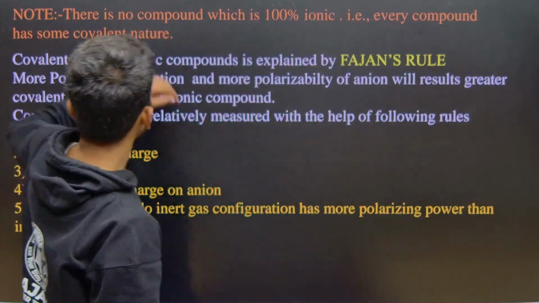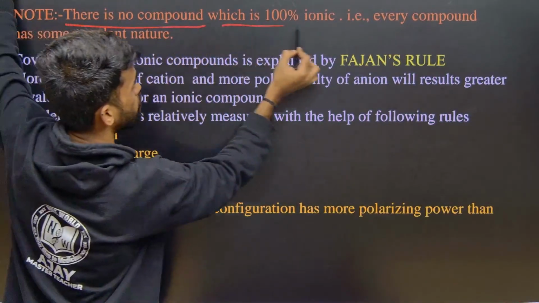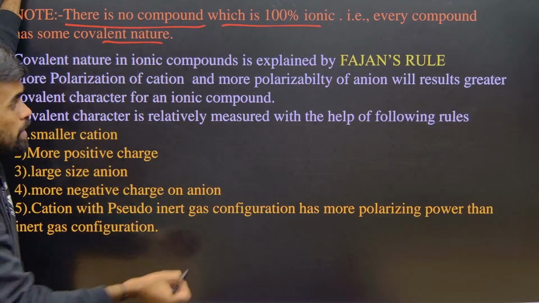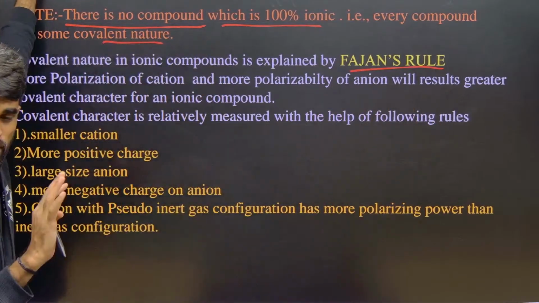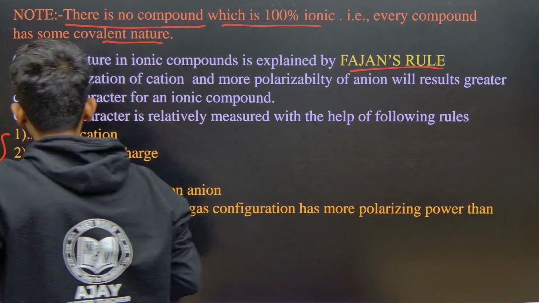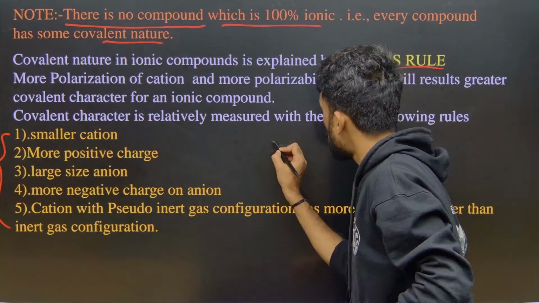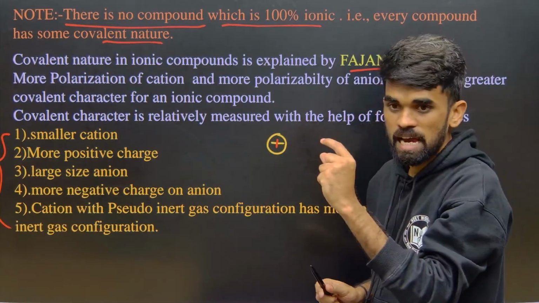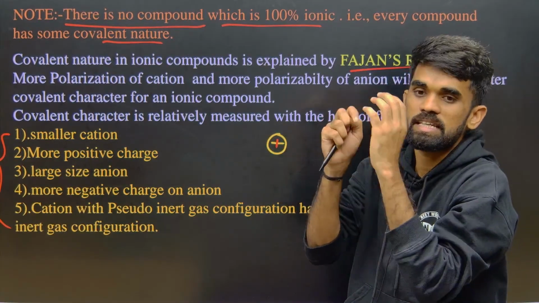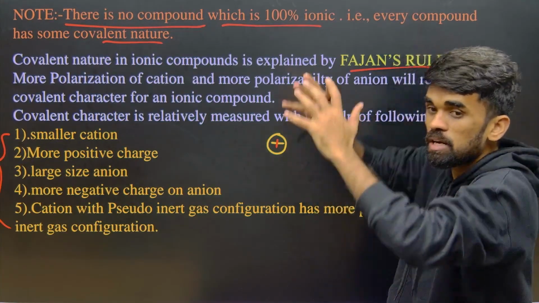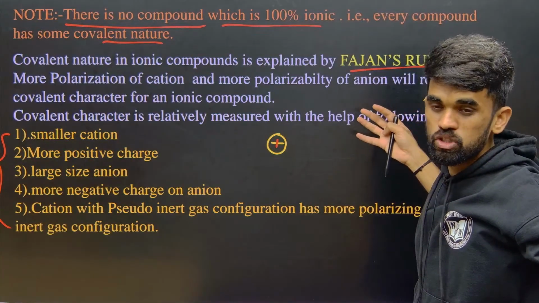Okay, what is the note point? There is no compound which is 100% ionic. In every compound there is some covalent character. That will be explained by Fajan's rule. So what are Fajan's rules? Very easy, just hold on for some time and you will get clarity over this topic. If the cation size is small, the effective nuclear charge will be more, and it will more effectively attract the negatively charged particles around it.